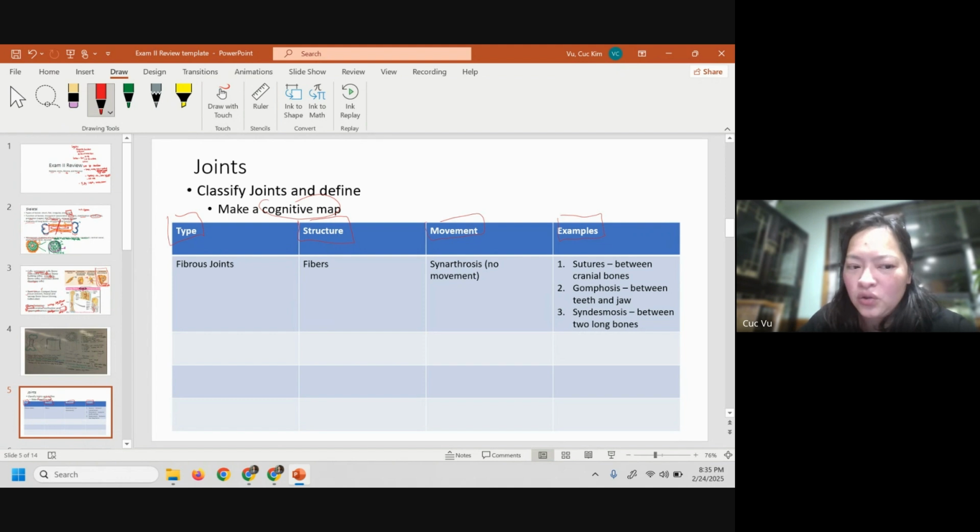All right, so I'll send this PowerPoint to all of you. You can use this to complete the chart. But essentially for movements, one way I remember movements is that it makes me SAD. S for synarthrosis, A for amphiarthrosis, and D for diarthrosis. So synarthrosis, no movement. Amphiarthrosis, slight to little movement. And then diarthrosis, freely movable. Okay? Questions?